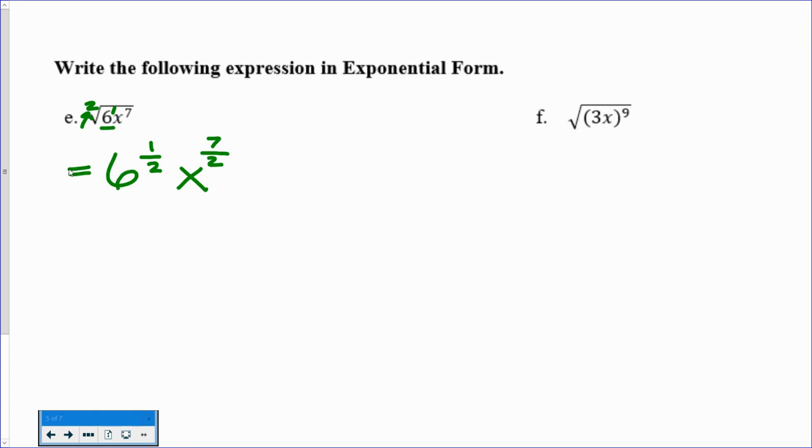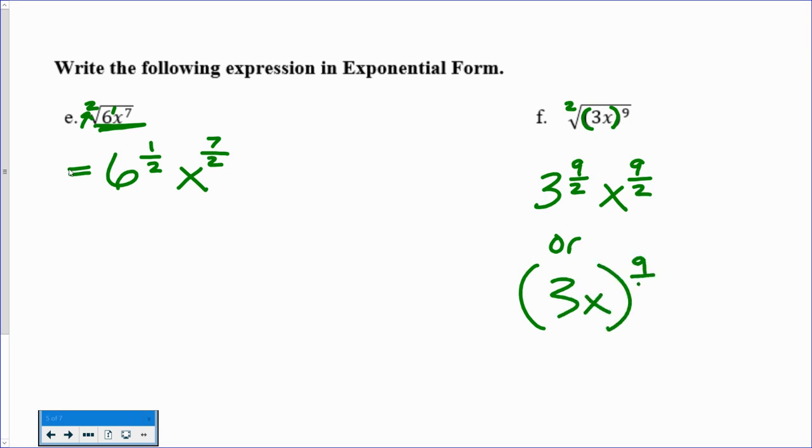There is no work that you need to show. It is just you have the knowledge of what number goes on top and what number goes on bottom for each of the rational exponents. Okay. For F, slightly different. Since there are parentheses here, that means both the 3 and the x are being raised to the 9th power. On the left side here with E, just the x was being raised to that 7th power. And then they are both under a square root, so they will need a denominator of 2. You could also write it as 3x in parentheses to the 9/2, since they are both being raised to the same power. Both are fine.